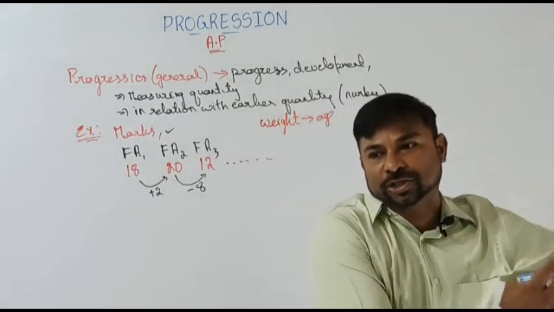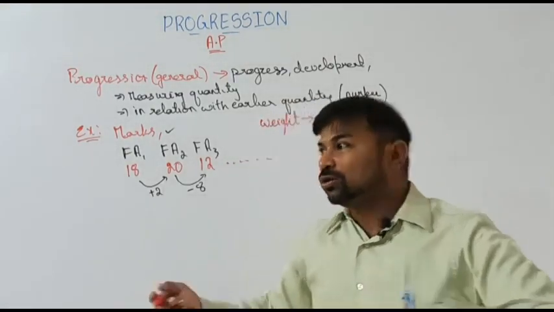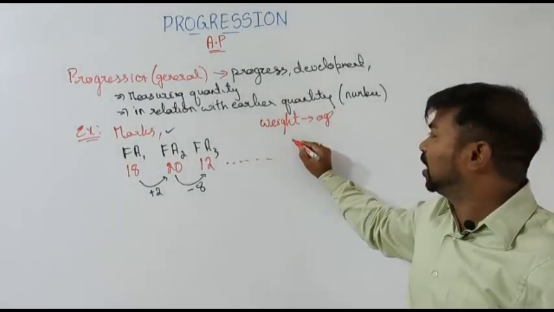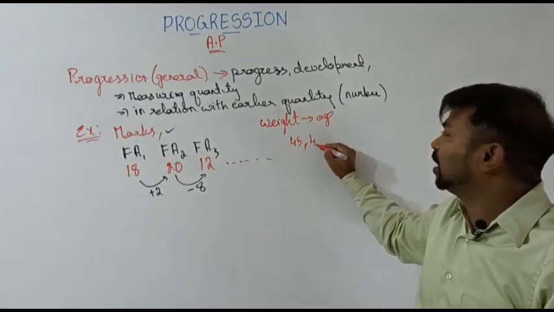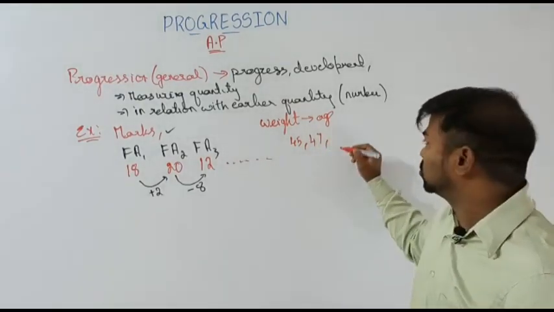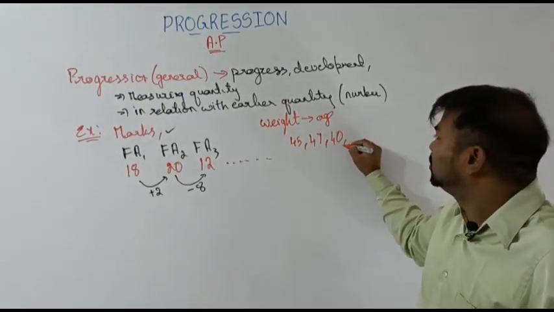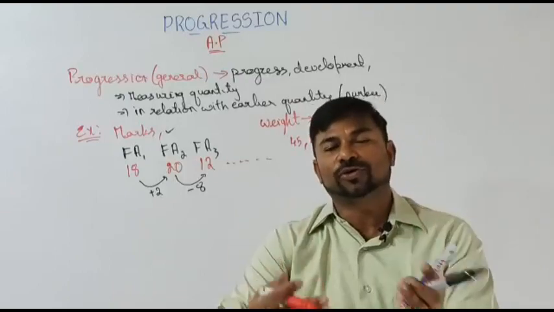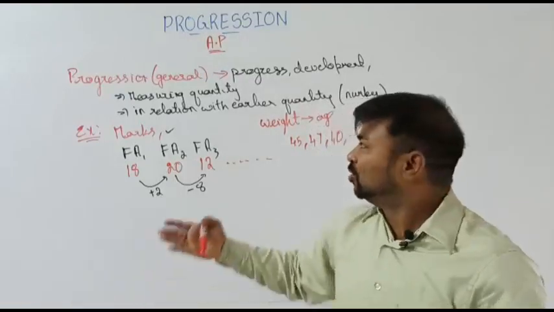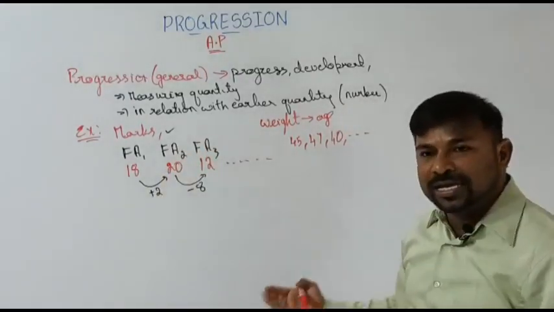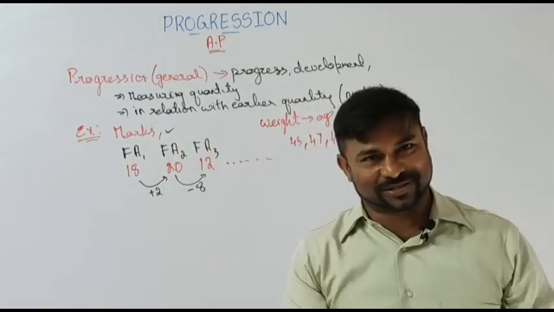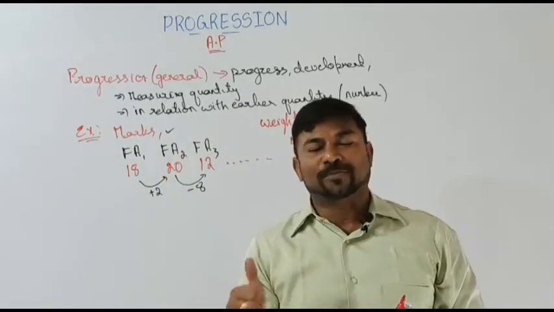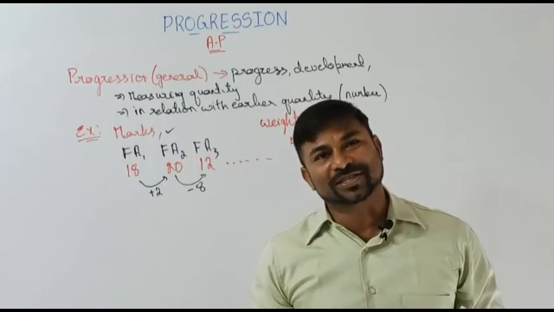Earlier, what was your age, and what is your weight now? Something like you were 45, later on your weight went to 47, and suddenly, because of ill health, it went down to 40. According to your age, that is how it is moving. So marks, weight, temperature, all these come under general progressions. But now I'm not discussing general progressions.